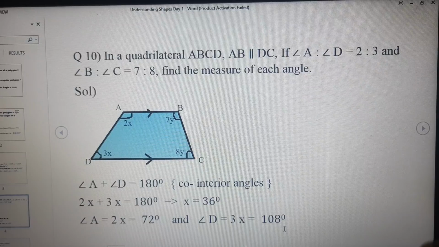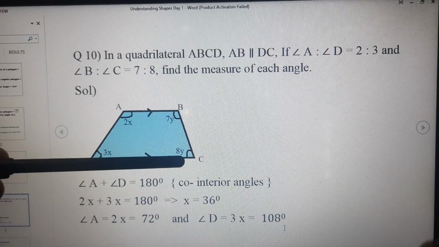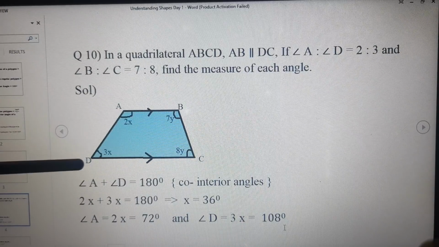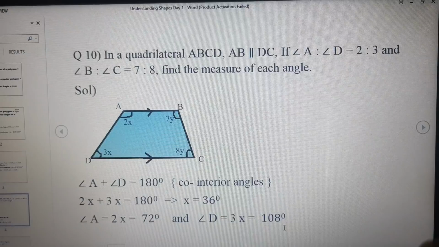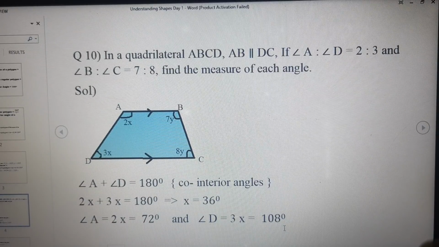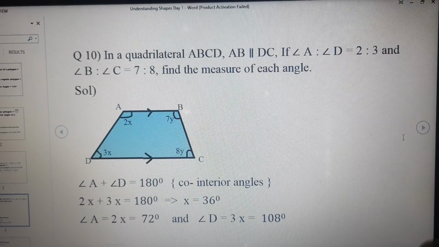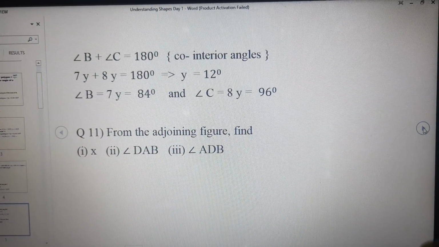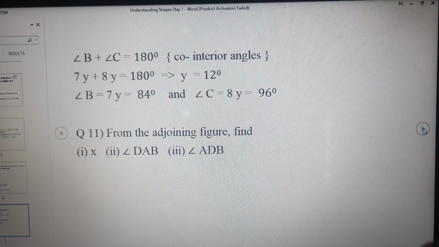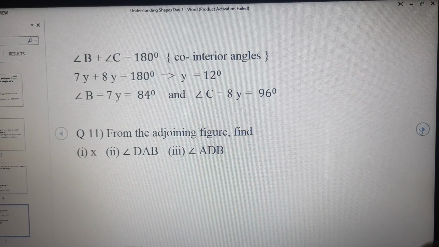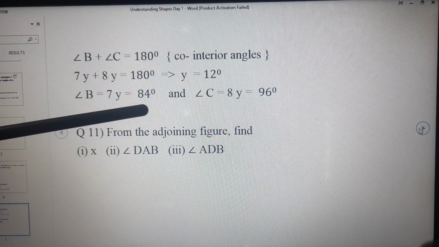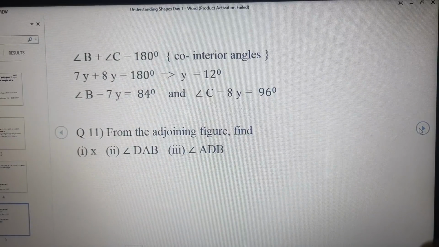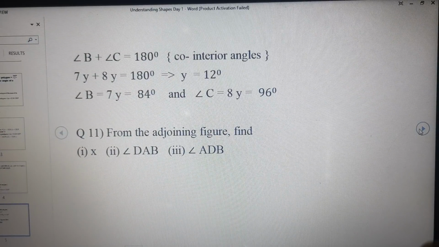In a similar manner, angle B and angle C will also be co-interior angles because AB is parallel to CD and BC is working as a transversal. Fine. So the sum of co-interior angles is equal to 180 degrees. So 7y plus 8y becomes 180 and the value of y becomes 12. And later on you will calculate the value of angle B, which will be 7y, means 7 into 12, 84 degrees, and angle C will be 96 degrees.